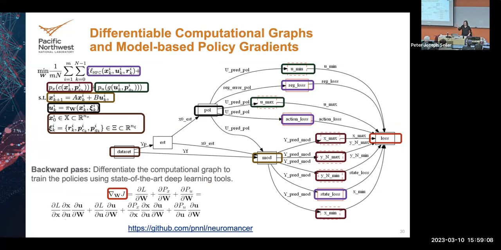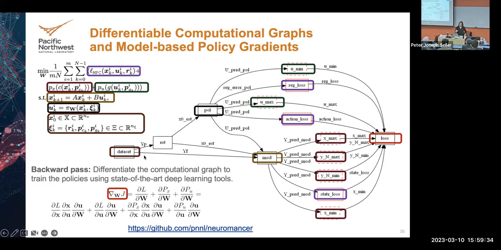And then using backpropagation, we can differentiate through this computational graph for all the data, for every single point in the data set. And we train a policy in a way in which this loss function is as close as possible to zero, basically the error between what we want to accomplish and what we actually accomplished.